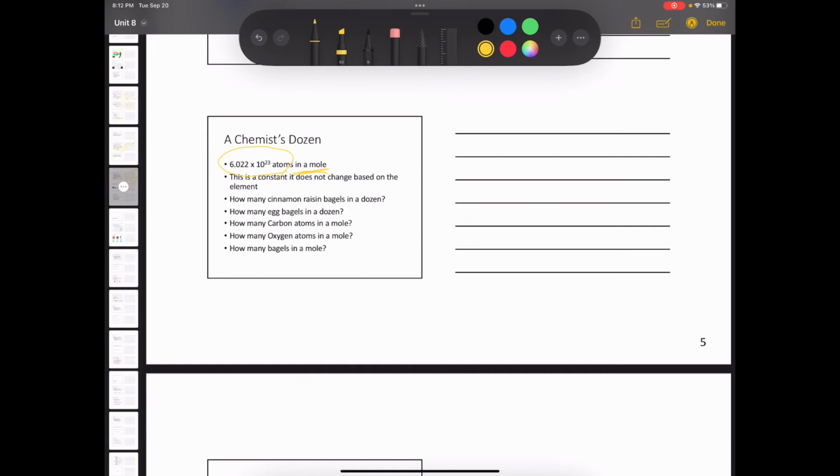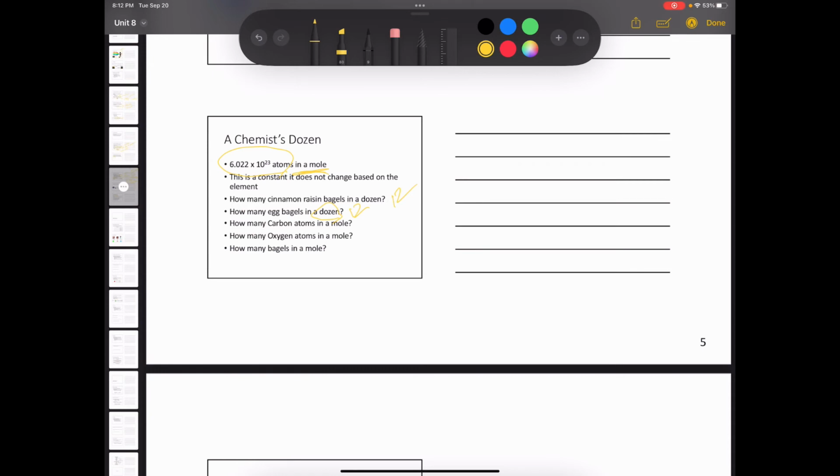Okay, so for example, how many cinnamon raisin bagels in a dozen? There are 12. How many egg bagels in a dozen? There are 12. It doesn't matter what kind of bagel I'm talking about. It's about the term dozen. The term dozen represents 12 units.